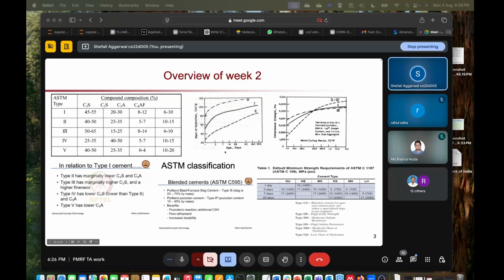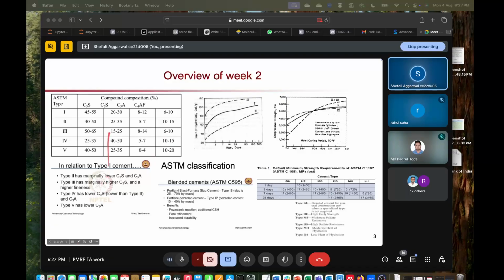If I talk about the different codal provisions for cements, we have mainly the ASTM code, which divides our cement into 5 different types: ASTM type 1, 2, 3, 4 and 5, and these are the different compound compositions in these different types of cements. Based on this we can choose the type of cement we require based on our construction property. Type 1 is the most common type, normal OPC cement.